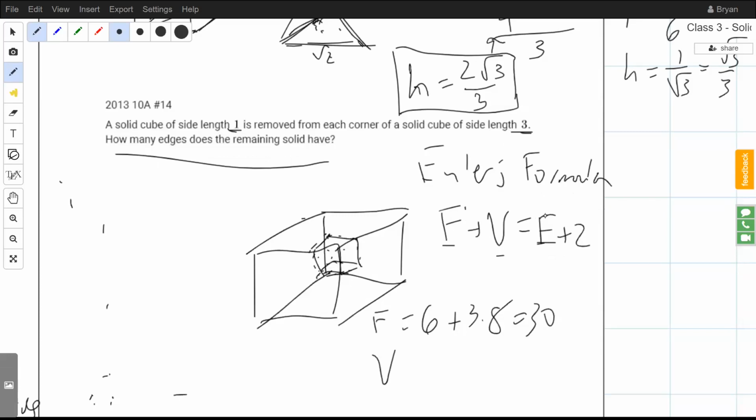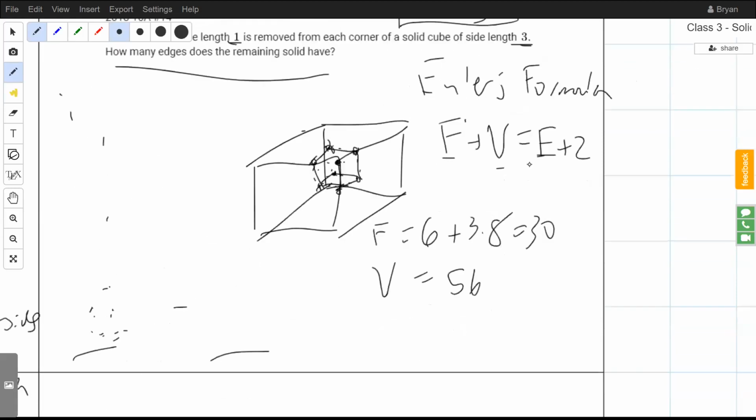Now the number of vertices. You start out with 1 vertex here, but when you remove the cube, you make 1, 2, 3, 4, 5, 6, 7 new vertices. And this applies for each of the 8 vertices. So you go from 1 to 7. So now you have 56 vertices. So your total number of edges is going to be 30 plus 56 minus 2, and it's equal to 84.